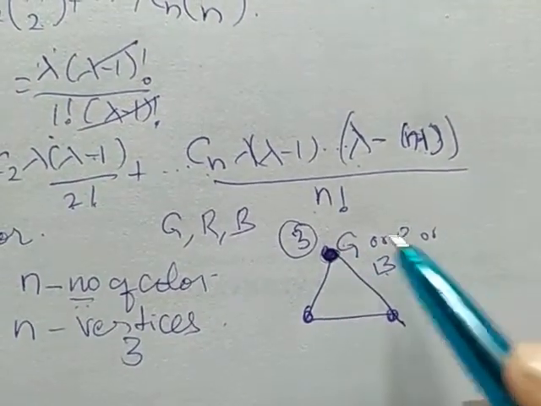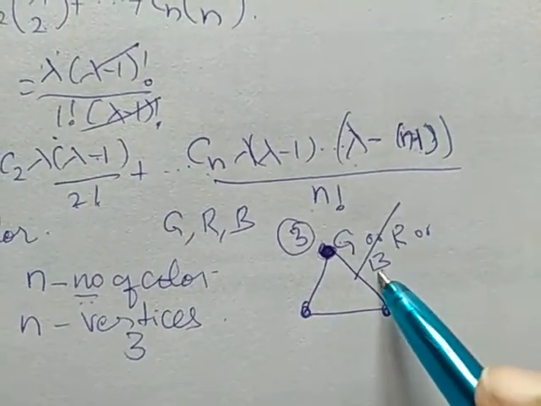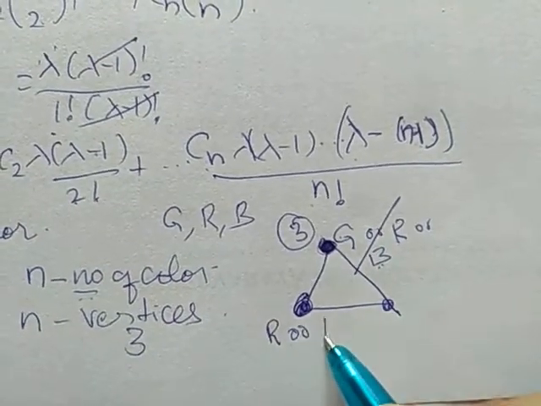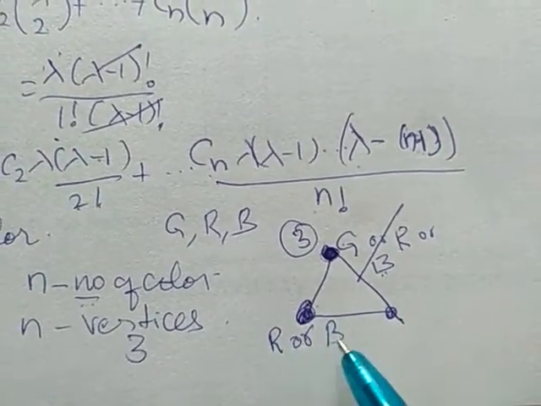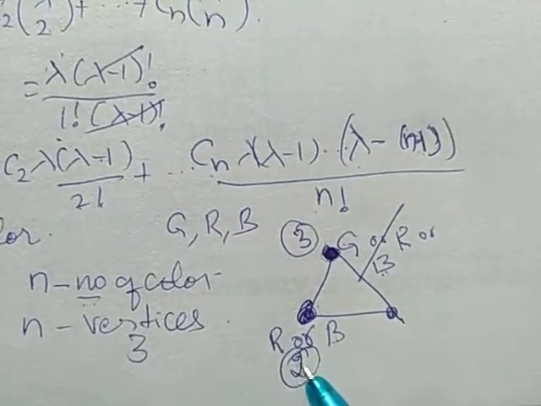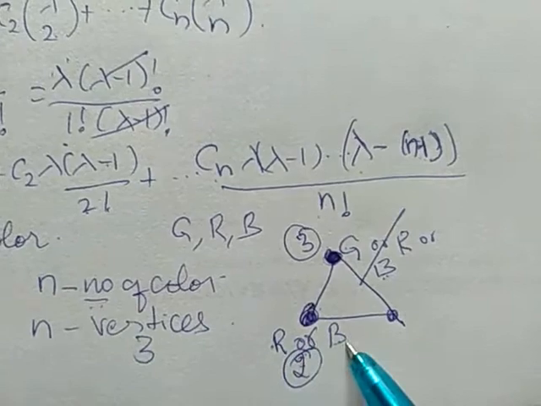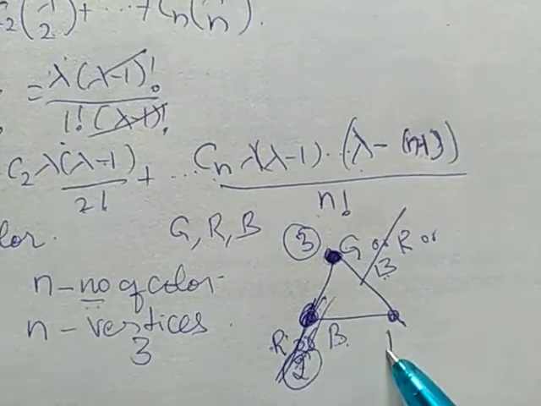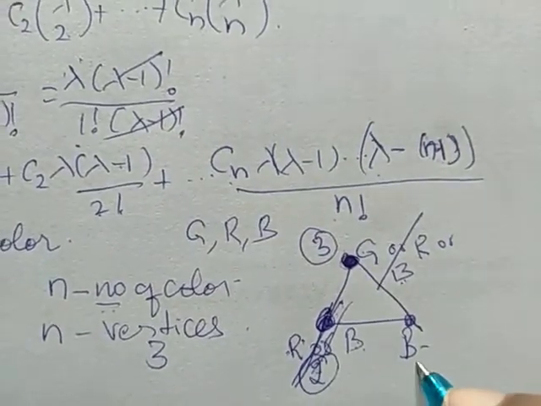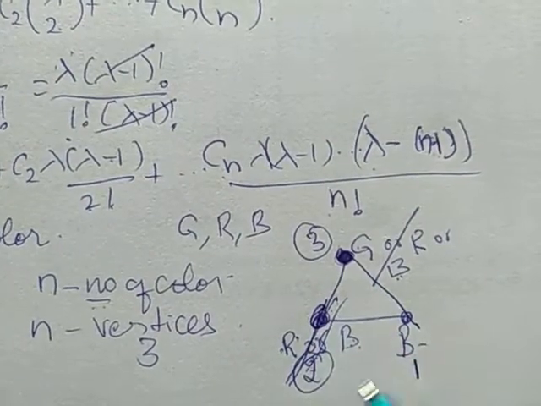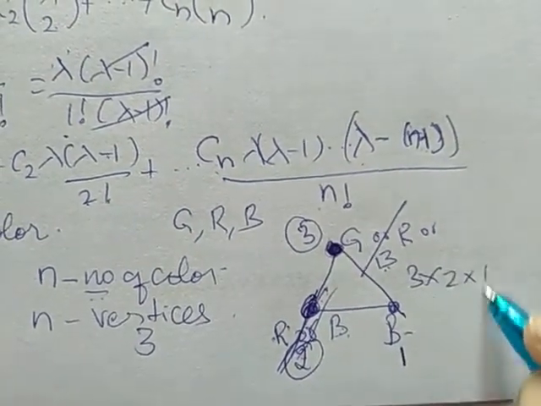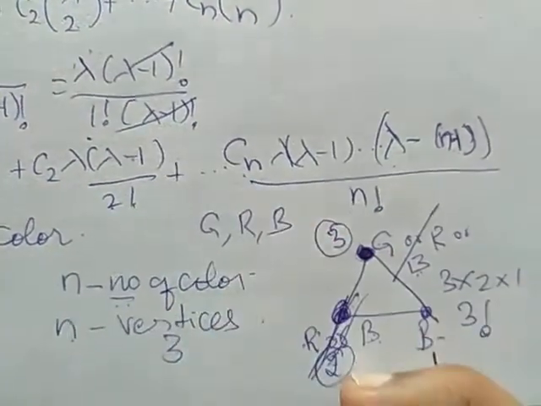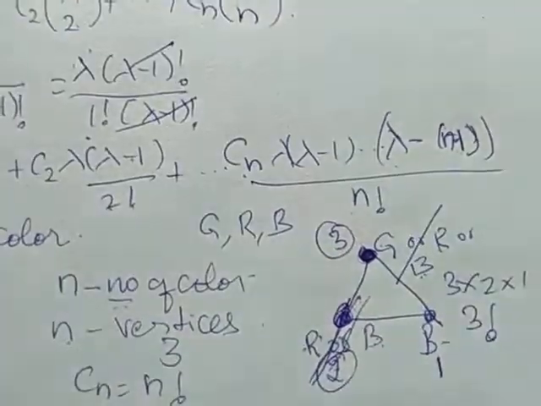If I have chosen green here, my left out colors are red and blue. So for the second vertex, either I have to choose red or blue. So in two ways I can color the second vertex. If I chose red here, the only left out color is blue. Obviously I have to choose blue here, no other option. Therefore it is 1. So in how many ways can I color this graph? 3 into 2 into 1, which is 3 factorial. So if the graph has n vertices, then Cn will be n factorial.